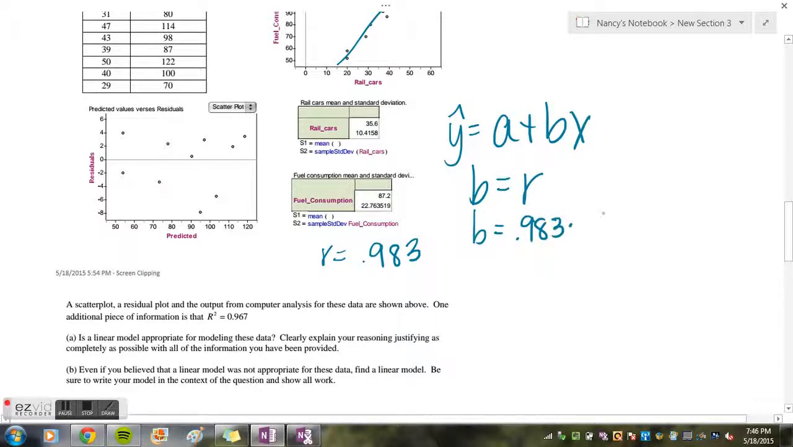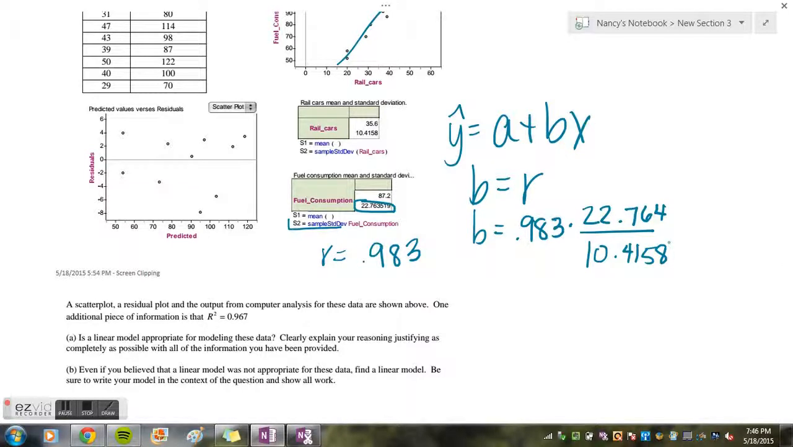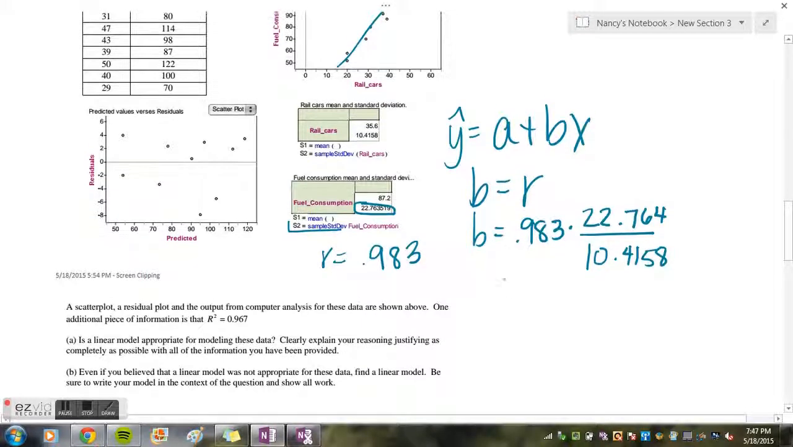So b equals 0.983 times the standard deviation of y, which is given to us as 22.7635. And then we also have the standard deviation of x, which is given to us as 10.4158. And if we solve for that, once I put that in my calculator, I get b equals 2.149.